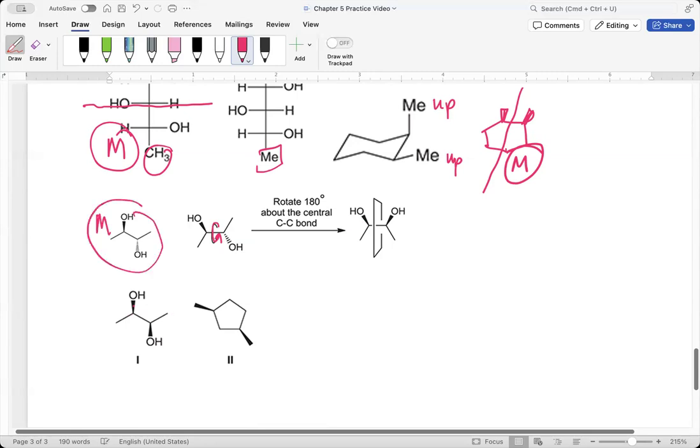And then you can imagine if both of these were wedged, this is not going to be a meso compound, because if we rotate just like we did over here, we're going to rotate this compound number one around, and the first one's going to stay the same, and now the second OH is going to be back. So there is not a plane of symmetry in that one. And then the third one here, you have both of these groups cis, and we do have this plane of symmetry straight down the middle. So this is also meso.